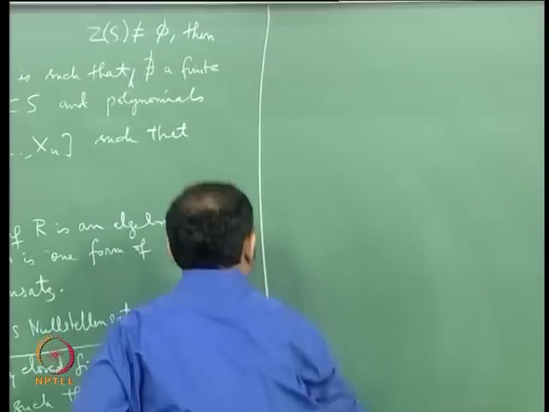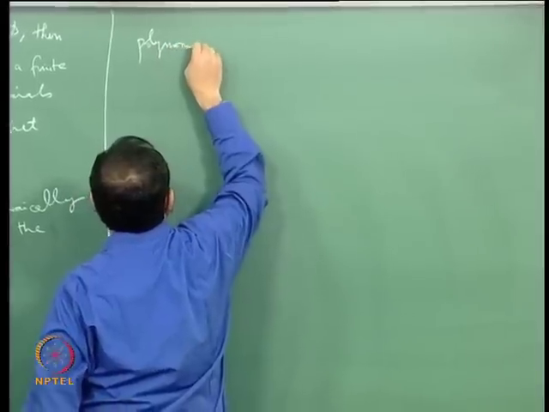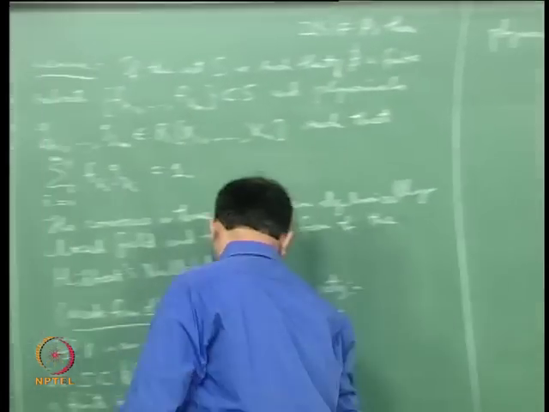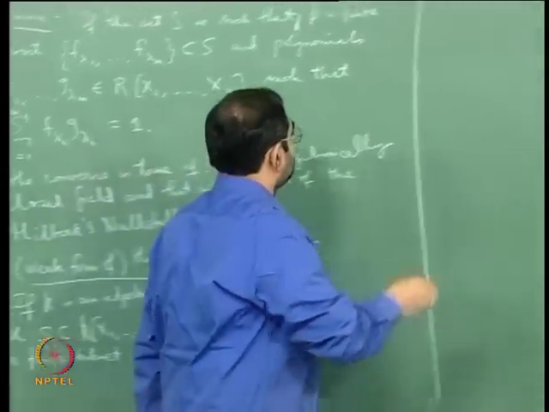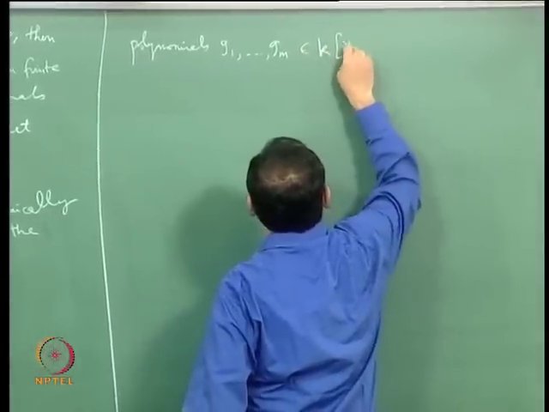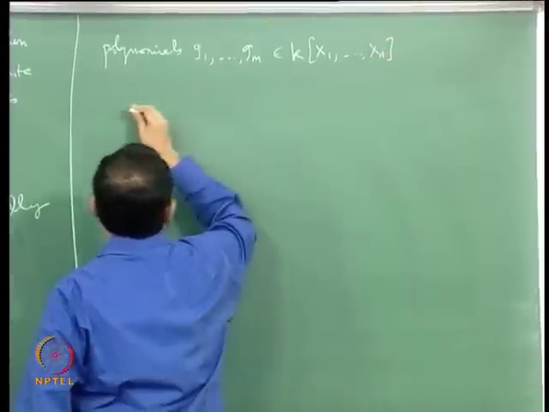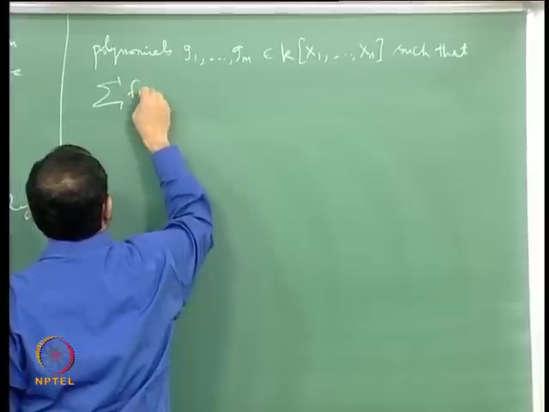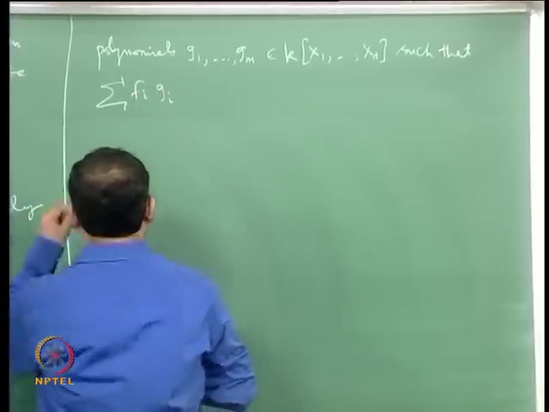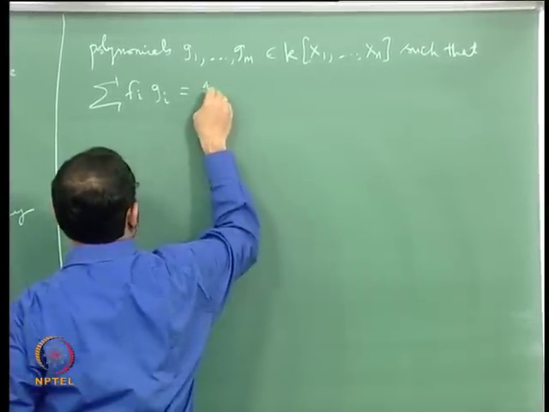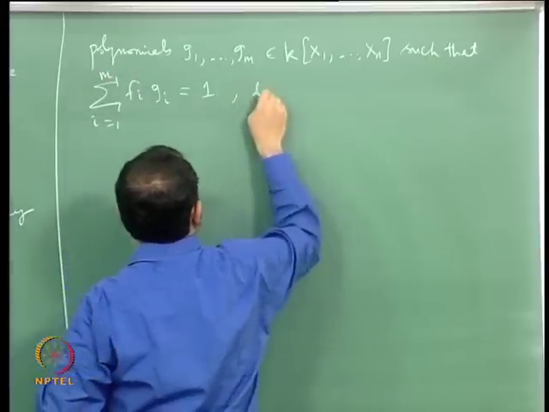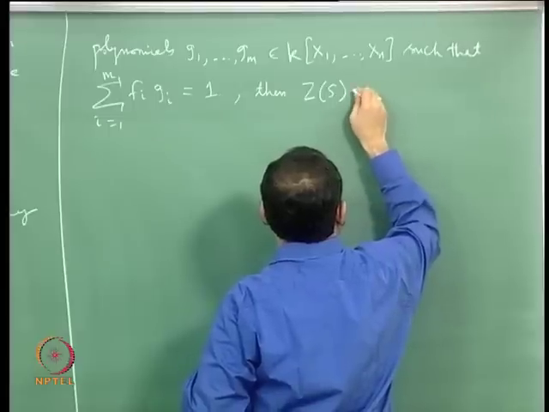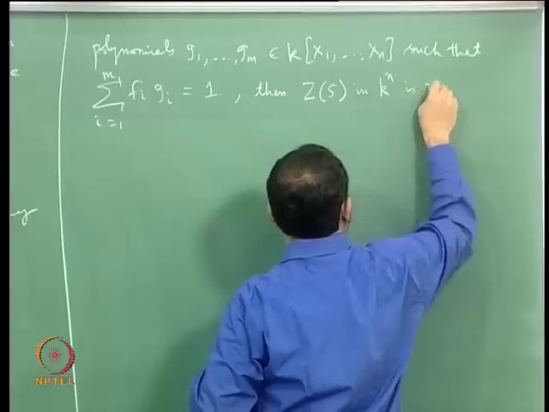and polynomials. So let me continue here. G1 etc Gm, so this is M, again in the same ring, such that sigma Fi Gi is equal to 1, i equal to 1 to M, then the zero set defined by S in K^n is non-empty.